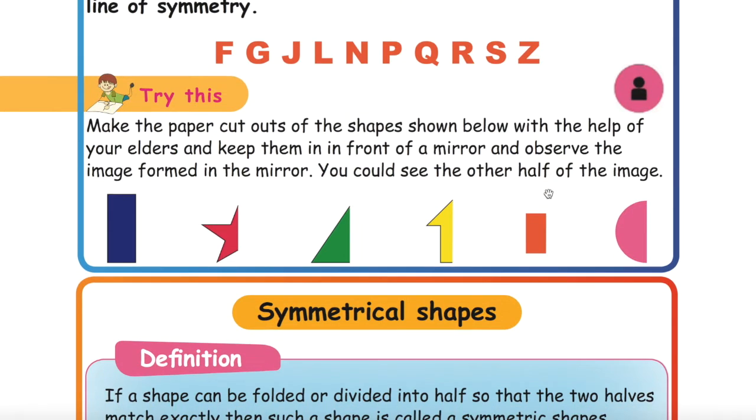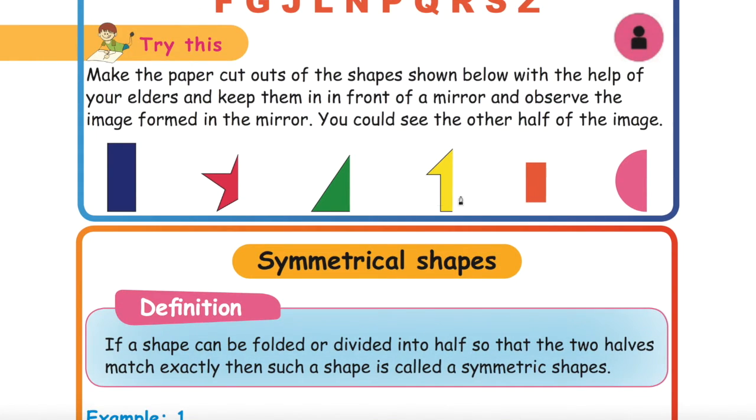Try this. Make paper cutouts of the shapes as shown below with the help of your elders and keep them in front of a mirror and observe the image formed in the mirror. You will see the other half of the image. We have made only one half. You can see the other half. Then this becomes a star, right? What about this bigger triangle? This forms a house, perhaps.